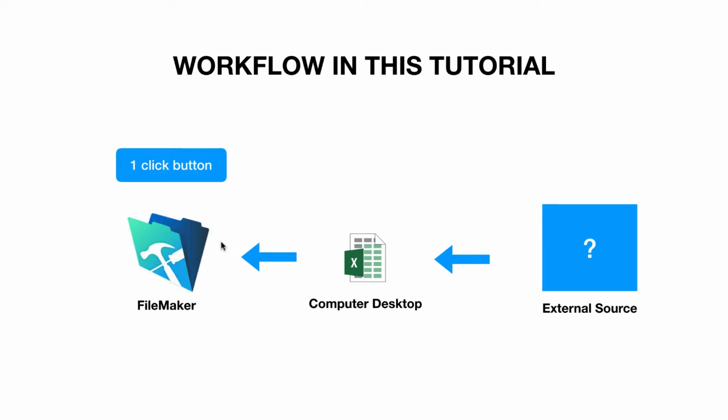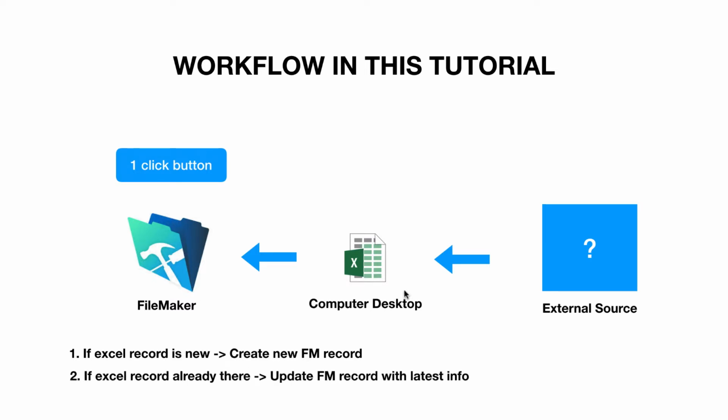We are also going to do two things when we're doing that. Number one, we're going to check if the data is new or not. If the data here is not inside this FileMaker database yet, we are going to create a new FileMaker record. And number two, if the data within this Excel file is already in our FileMaker database, we are not going to create a new record, but instead, we are going to update our existing record. So that's the workflow that we are working on today, and let's get into the database.